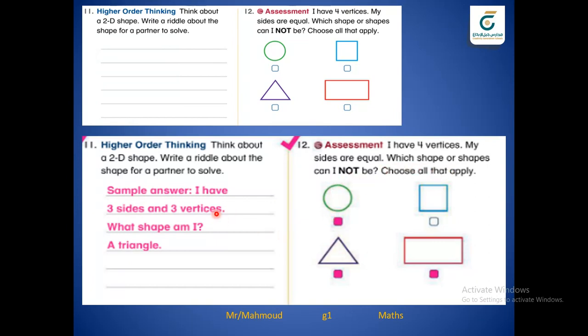We have here another question. Think about a 2D shape and write a riddle about the shape for a painter to solve. It's up to you. You can say, for example, I have 3 sides and 3 vertices. What shape am I? So it's triangle. Or another solution, you can say I have 4 sides and 4 vertices. So what shape am I? You can say you are square or you are rectangle.